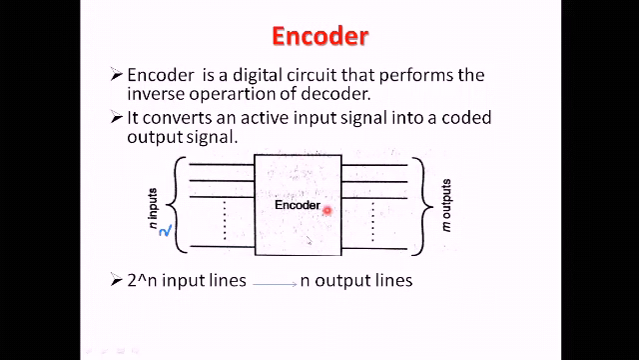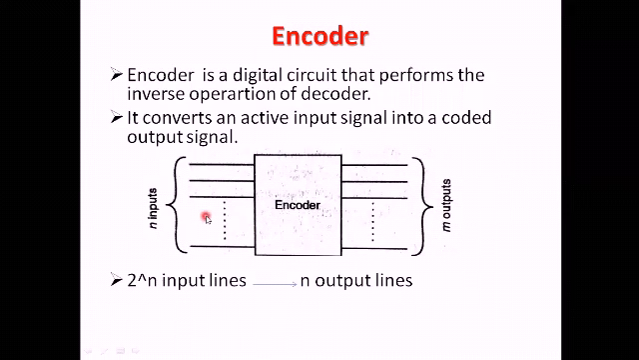Now this is the block diagram, and here you can see it is written that 2 to the power n input lines are converted to m output lines. So this was the block diagram of an encoder.